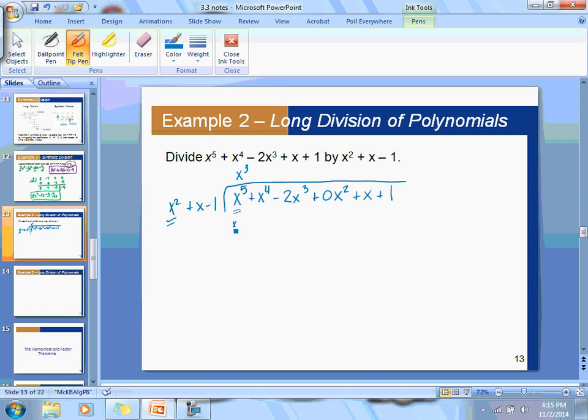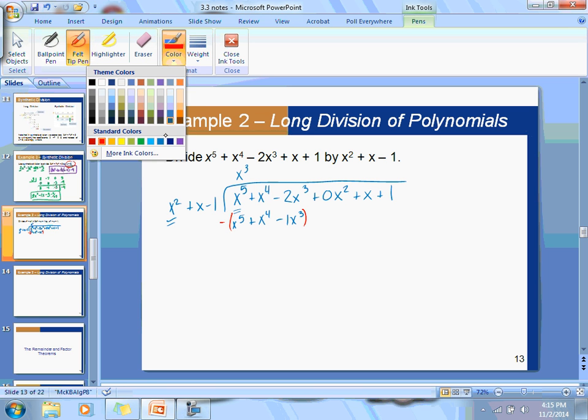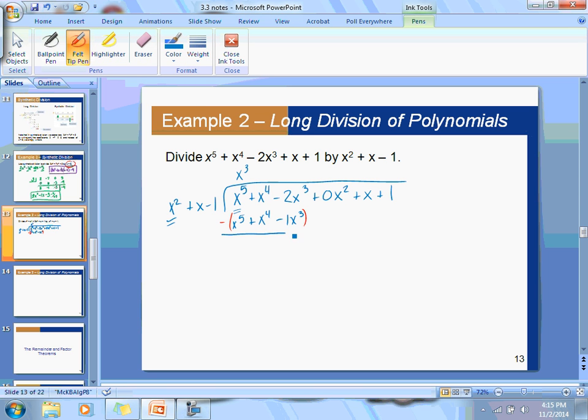So I'll get x to the 5th plus x to the 4th minus 1x to the 3rd. Now your degrees should line up in your columns here. You've got an x to the 5th, x to the 4th, x to the 3rd. If that doesn't happen, you either did something wrong or you missed a placeholder. So go back and check your work. And again, put that stuff in parentheses and then subtract. Okay, it's a good habit to do that so you don't miss any sign changes. If you miss a sign change here, you're going to mess up the whole rest of the problem.